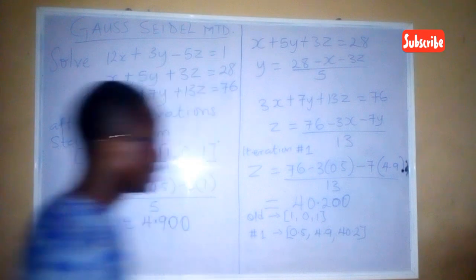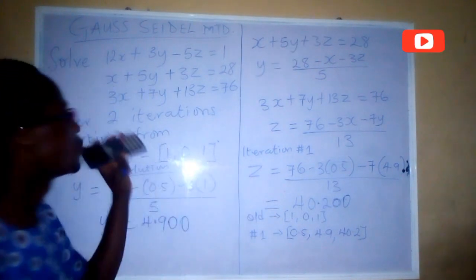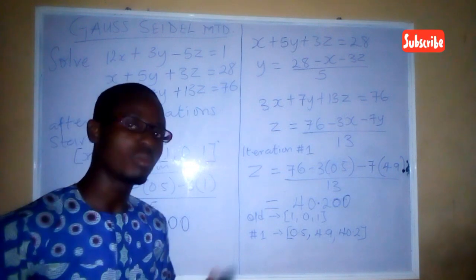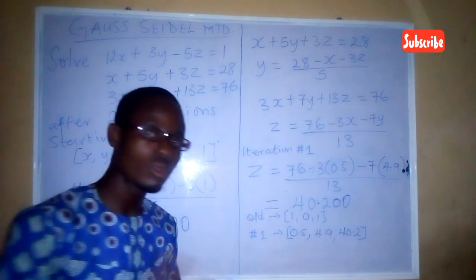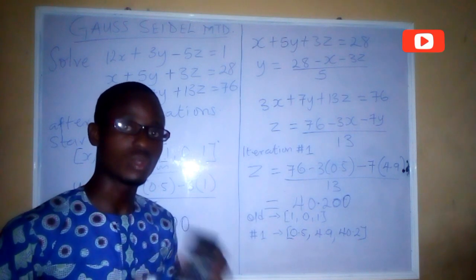40.2. So this is the solution for the first iteration. The more you perform, there's something I want you to understand in this method. The more you perform the iteration, the more you move closer to the exact answer. That is just what this method is talking about.